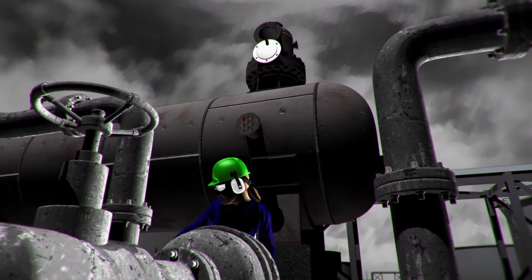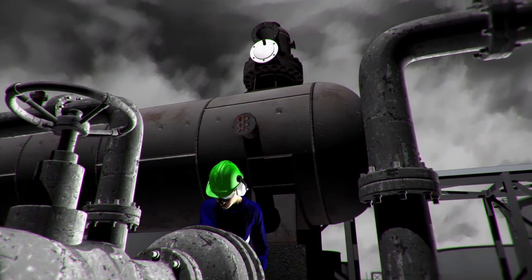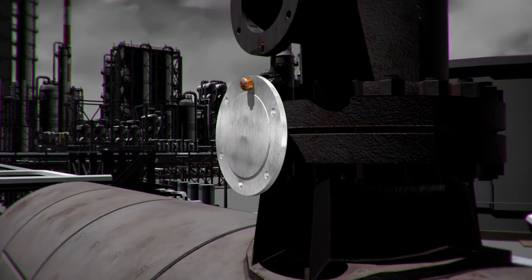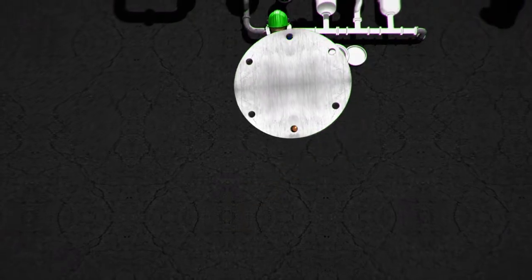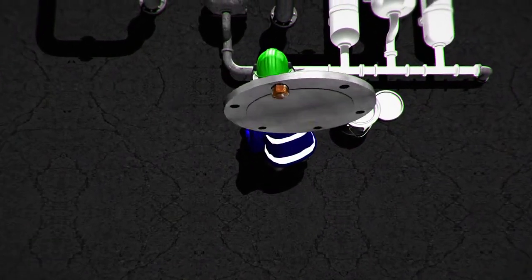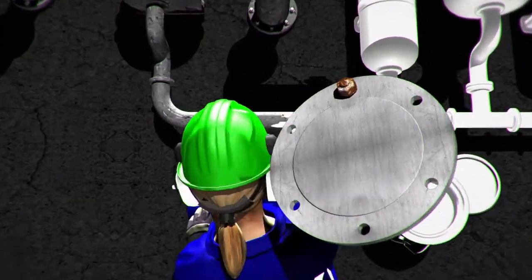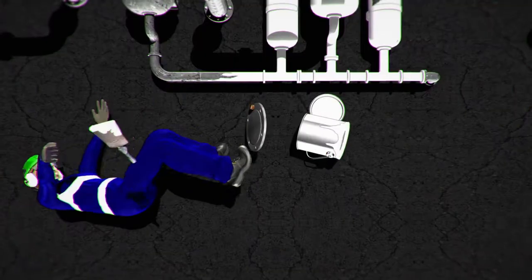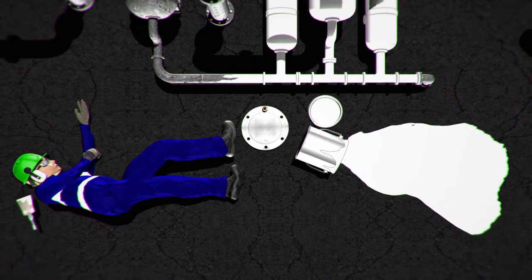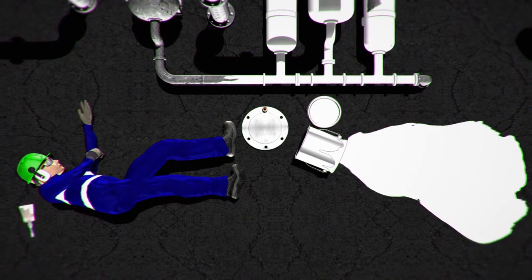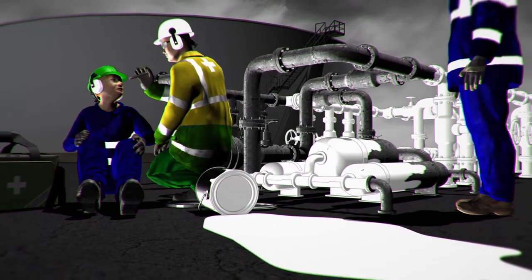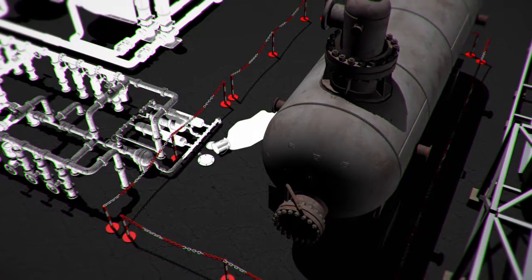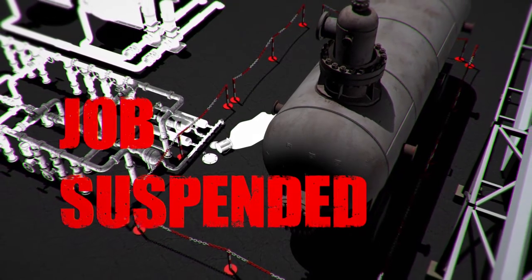The party was working approximately 2 metres from the bulk storage tank when a flange blanking plate dropped off the side of the tank, striking a member of the work party in the head, knocking her to the ground. Fortunately, she was not seriously injured. The worksite was made safe and the job was suspended.